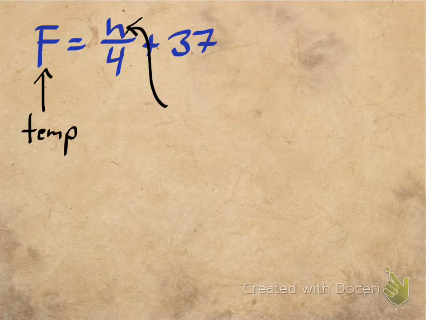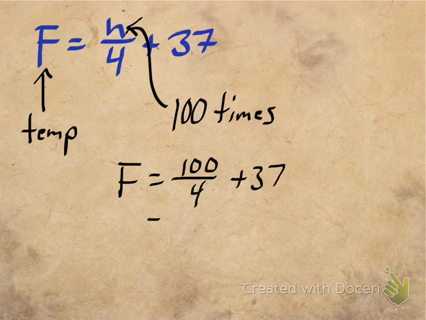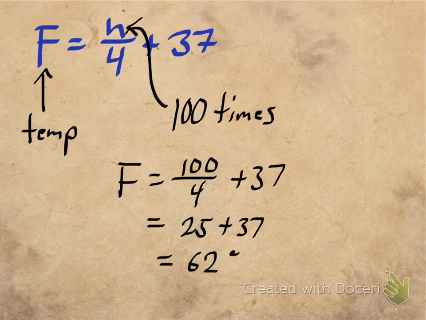So quick example. Let's say the cricket chirps 100 times in a minute. With this formula you put 100 in for N, you divide that by 4, and you add 37. So let's do our work. 100 divided by 4 is 25, plus 37 is equal to 62 degrees Fahrenheit.